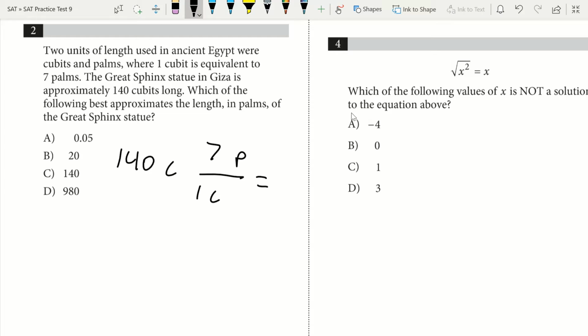So I multiply this out, I'm going to get 140 times 7 palms. My cubits will cancel, so I'll have 140 times 7, and that's going to give me 980 palms. So my answer will be D, 980.